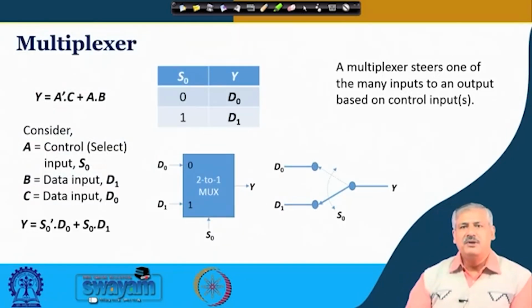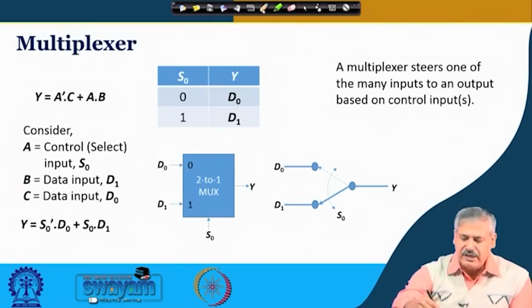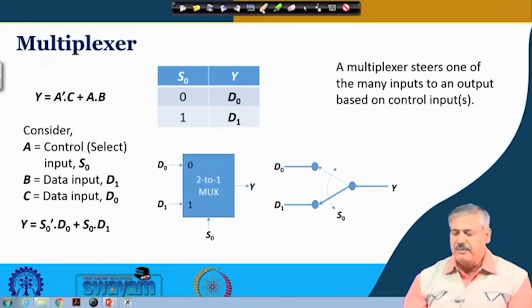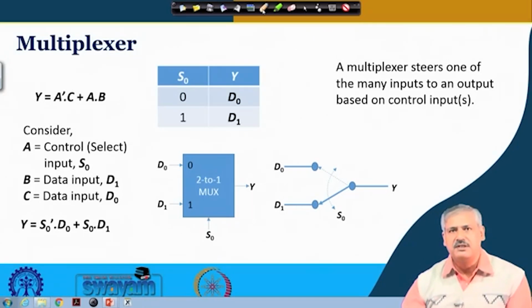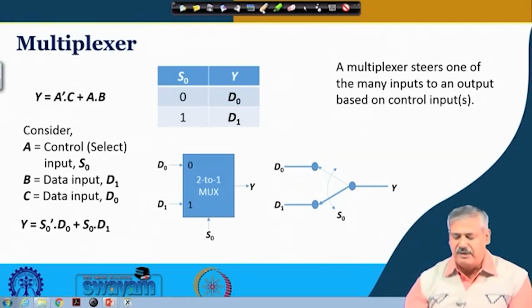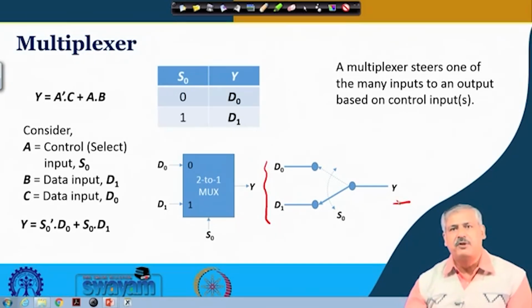Now, how is it related to the multiplexing operation? So for that we define what is a multiplexer. A multiplexer steers one of the many inputs to an output based on what the control input says. This is the job of a multiplexer. So here there is an example which is doing a 2 to 1 multiplexing. That means 2 inputs are there and 1 output is there. We shall see examples of 4 to 1 and 8 to 1 and others.